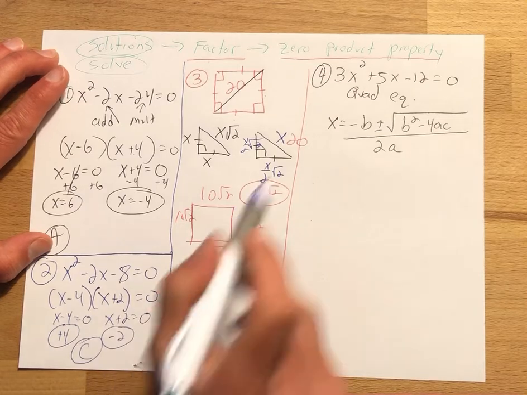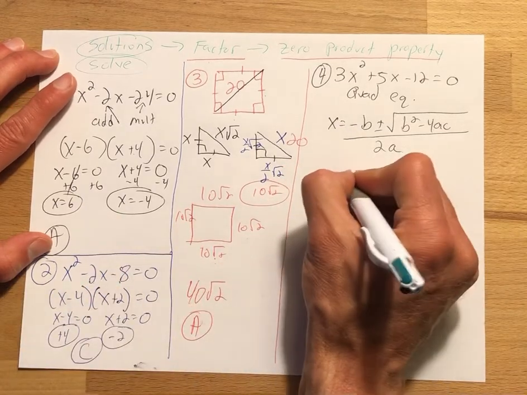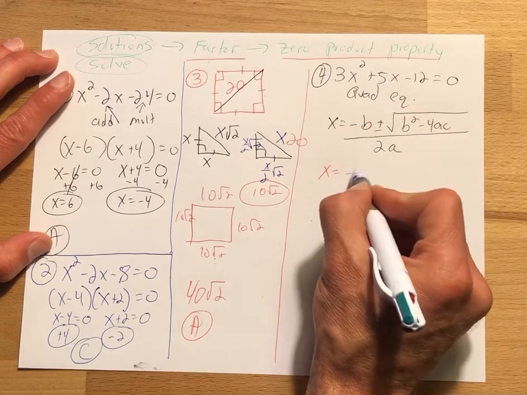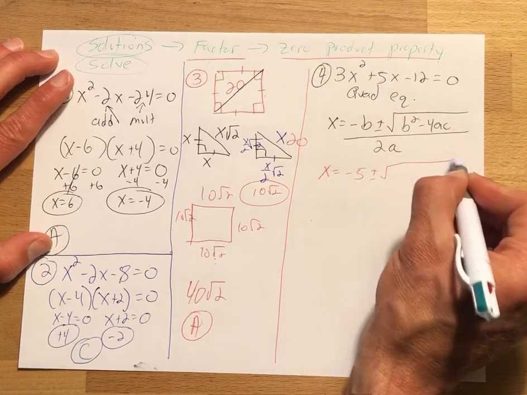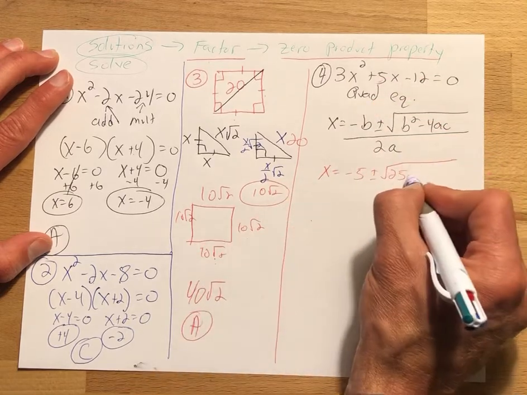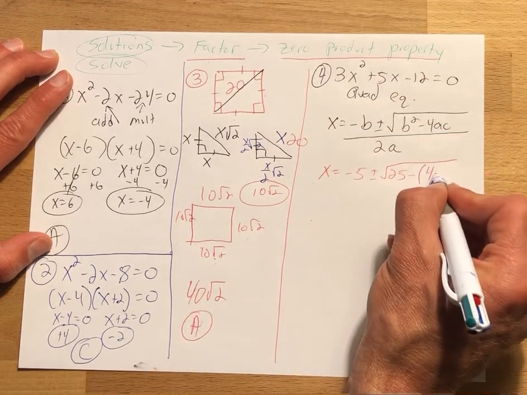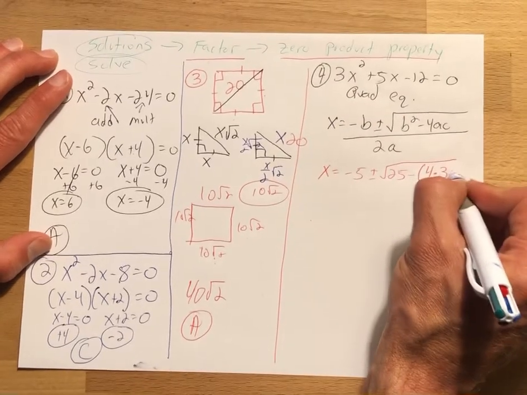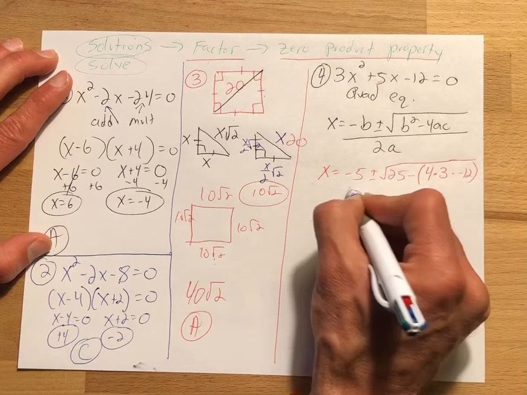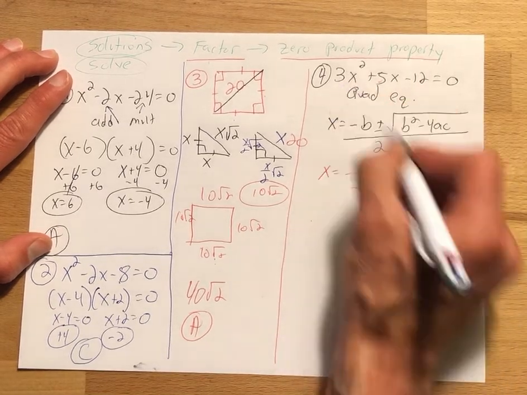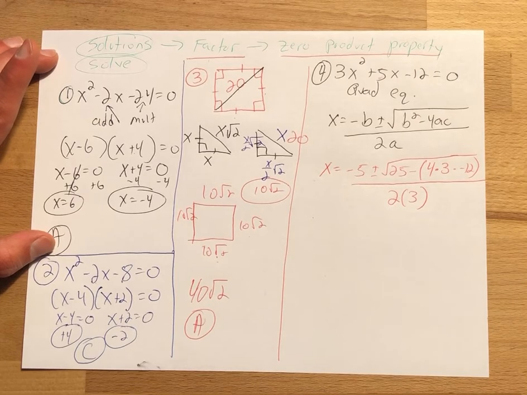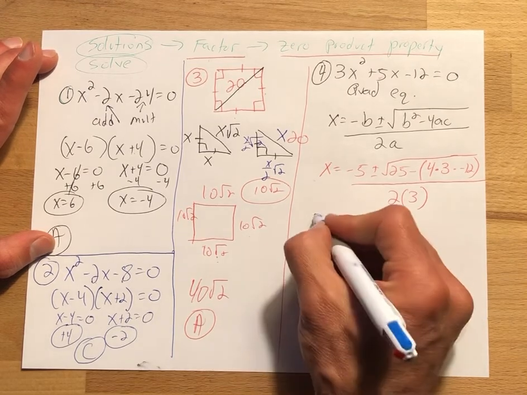Whenever you cannot factor it, you can always plug it into this. So I have x equals negative, my b is 5, plus and minus the square root of b squared, so 5 squared is 25, minus parentheses 4 times my a times my c, all divided by 2 times my a. Now here is everything in there. All right, so what I'm going to do is I'm going to keep going.